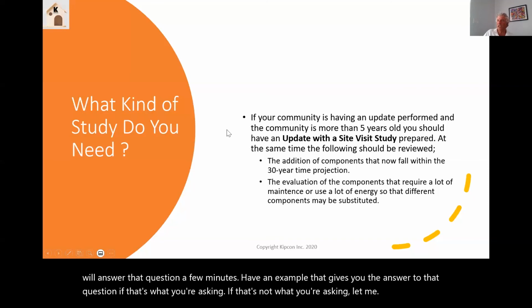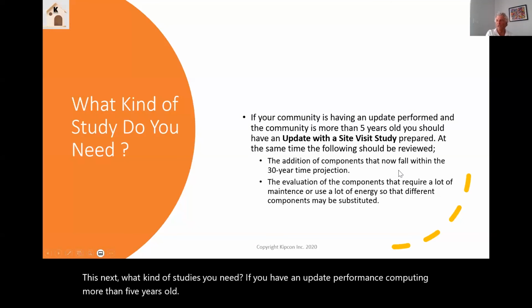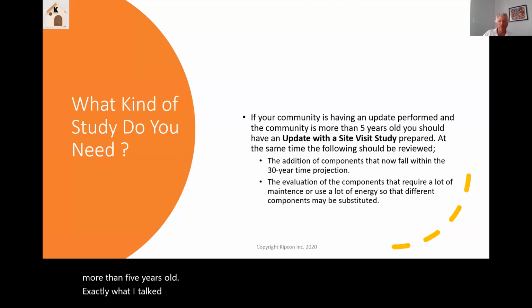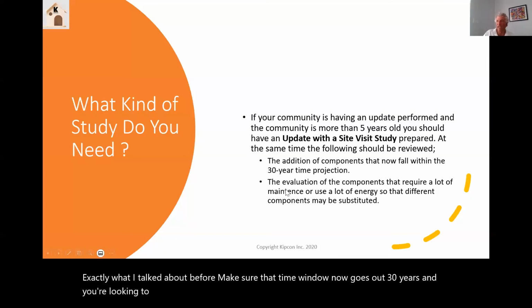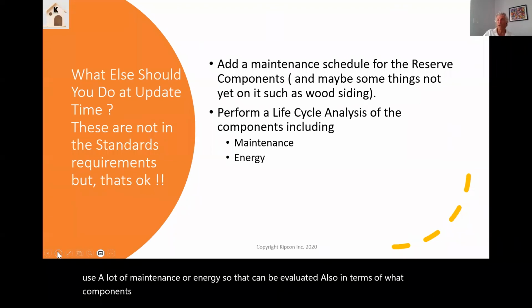This next, what kind of study do you need? If you have an update performed on a community more than 5 years old, exactly what I talked about before. Make sure that time window now goes out 30 years and you're looking to see if there are things that should be added, and take a look at the components that use a lot of maintenance or energy. So that can be evaluated also in terms of what the components are. So what else should you do at update time? These are not in the standards.